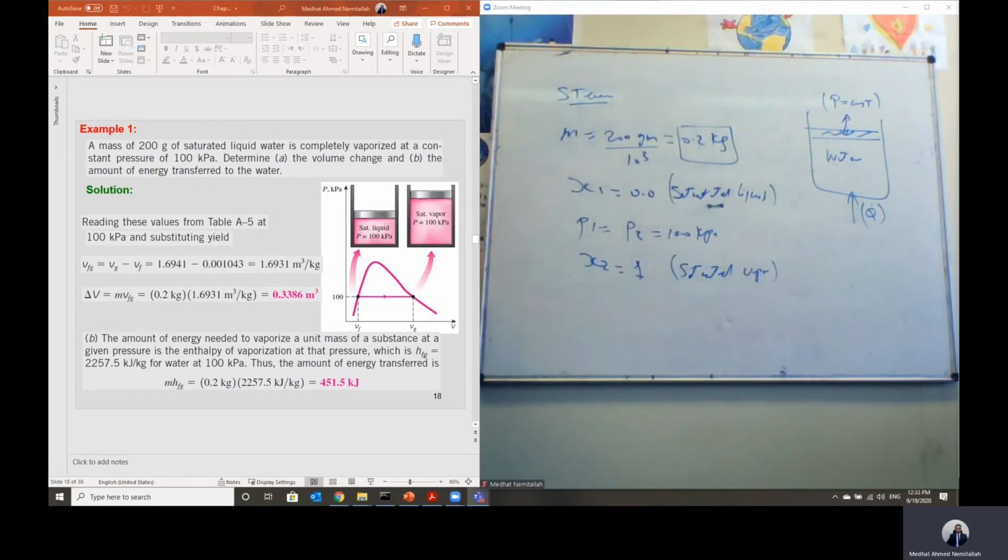Okay, so the water has been converted from the saturated liquid state at pressure P1 equal to 100 kilopascal and quality equal to 0, to saturated vapor, X equal to 1, at the same pressure of 100 kilopascal. And we need to calculate the change of volume. We also need to calculate the amount of energy added during this process to convert the water from the liquid phase to the vapor phase. Let's solve this.